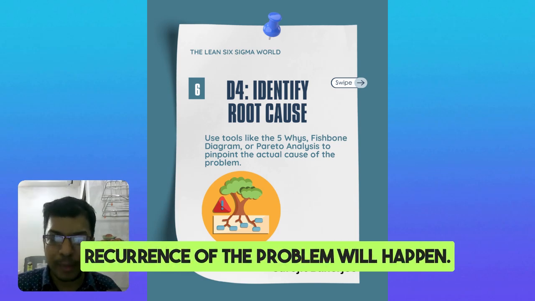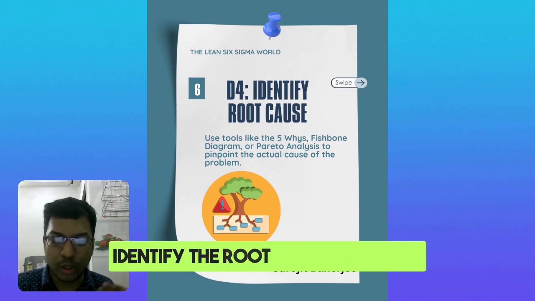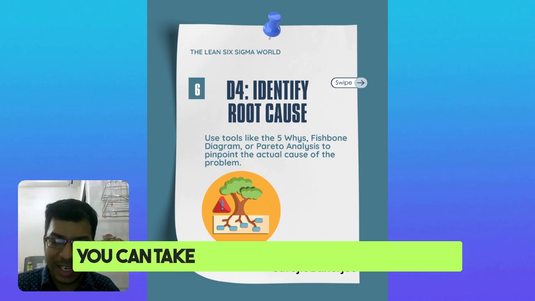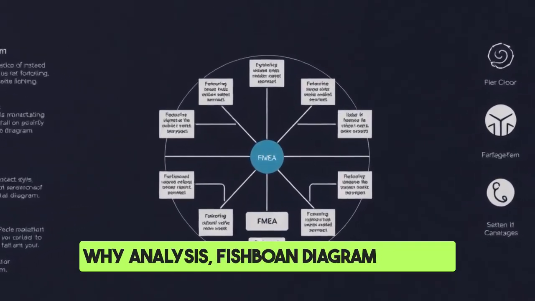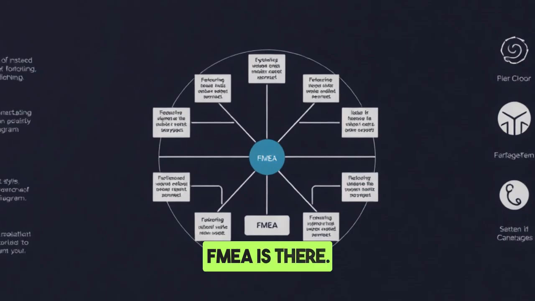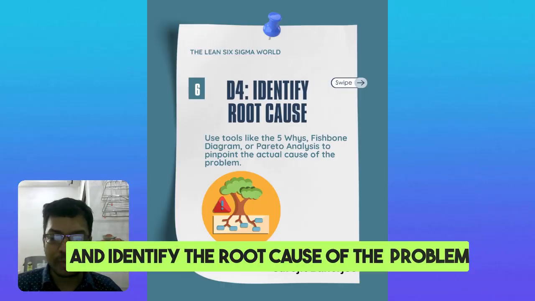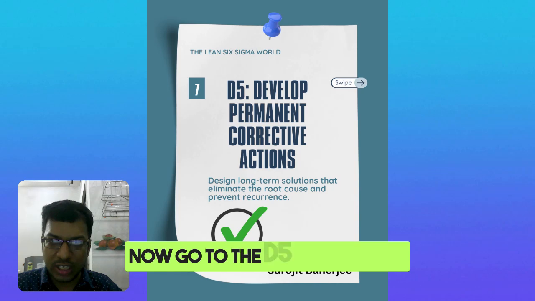Recurrence of the problem will happen. It will continue to happen. That is why it is very important to identify the root cause and solve the problems from the root so that it doesn't happen again. You can take help of some tools like 5 Why analysis, fishbone diagram, Pareto chart, and FMEA to identify the root cause of the problem so that the problem doesn't happen again. Now go to the D5.